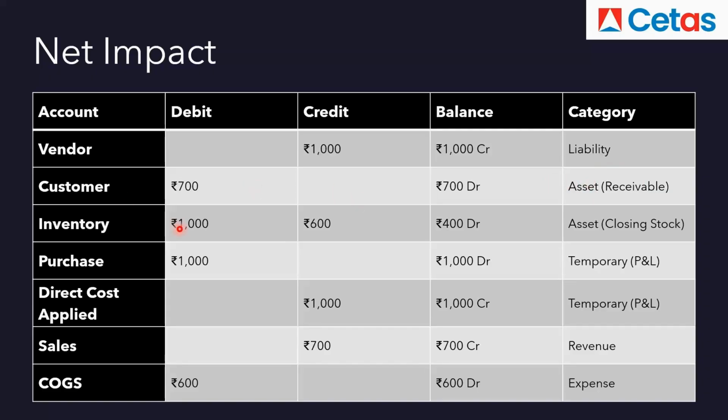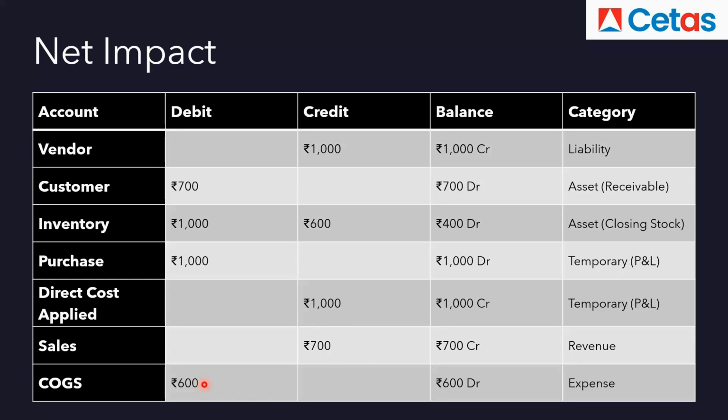We purchased goods worth rupees 1000, out of which we sold goods worth rupees 600. So, we have a balance of rupees 400 worth stock remaining with us. This will be reflected as inventory in our balance sheet. Now, let's address the PL accounts. We made a purchase of rupees 1000, and then to offset the purchase, we have a direct cost applied account. So, since the purchases are debited, the direct cost applied account is credited. We made a sales worth rupees 700, and we also recorded corresponding COGS worth rupees 600.